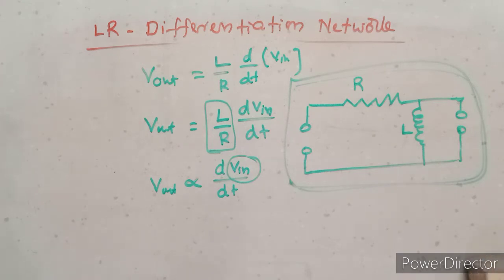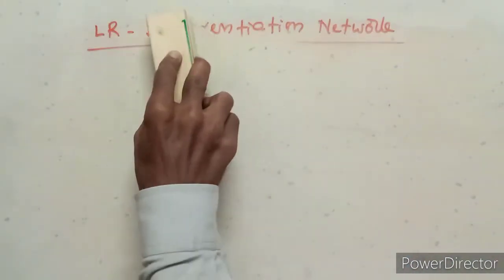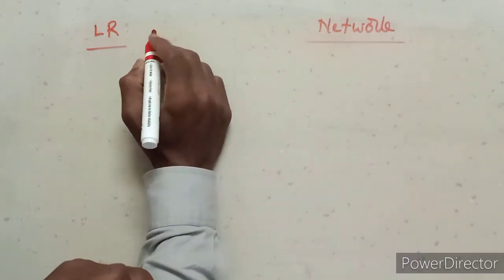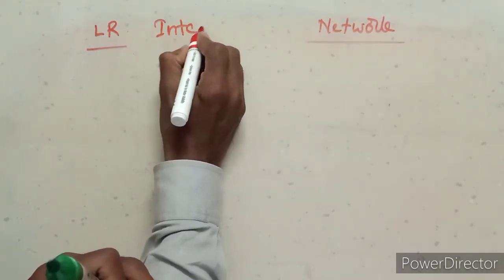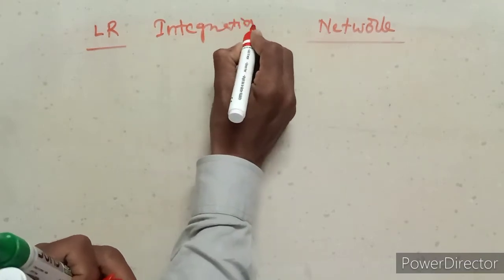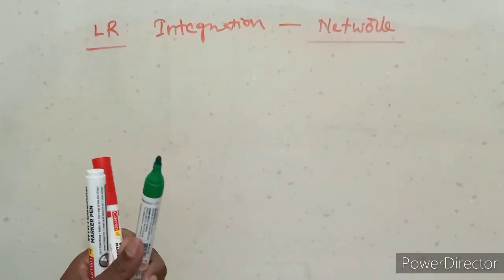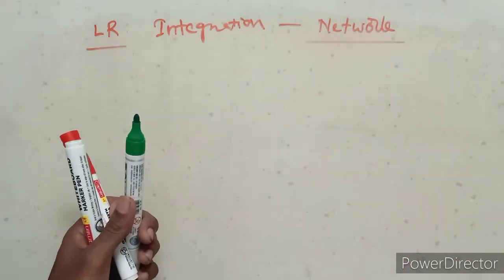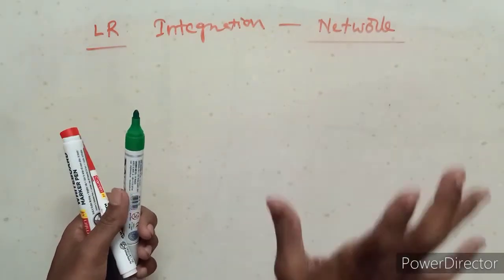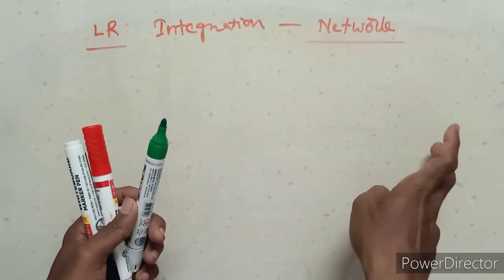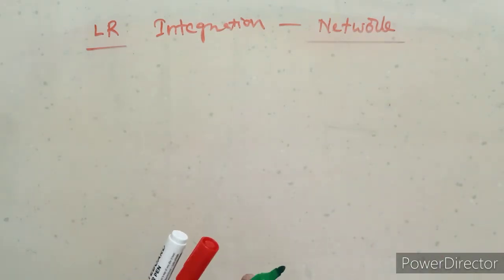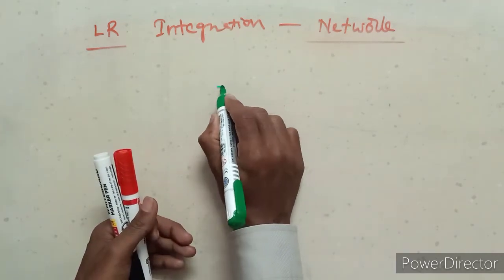Then we discuss the LR circuit integration network. In the integration network, the circuit can be designed for the output voltage across the resistance. The circuit.